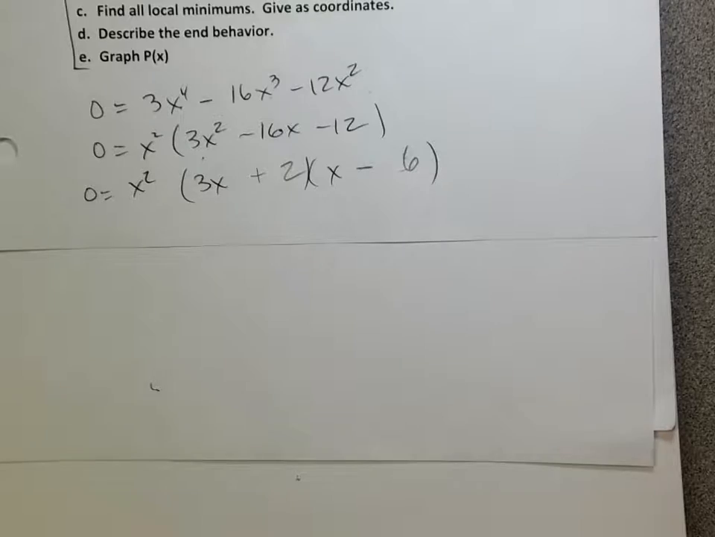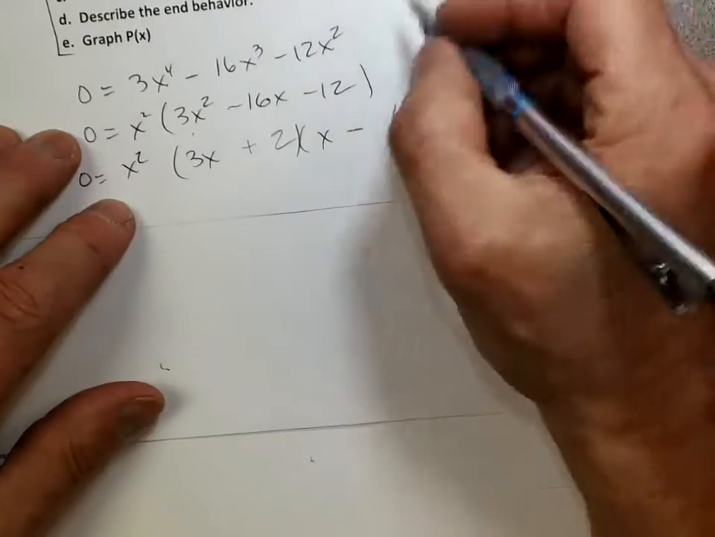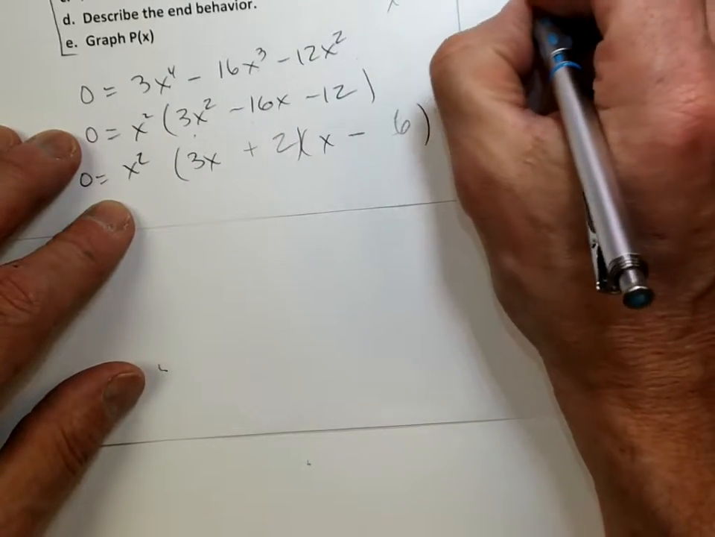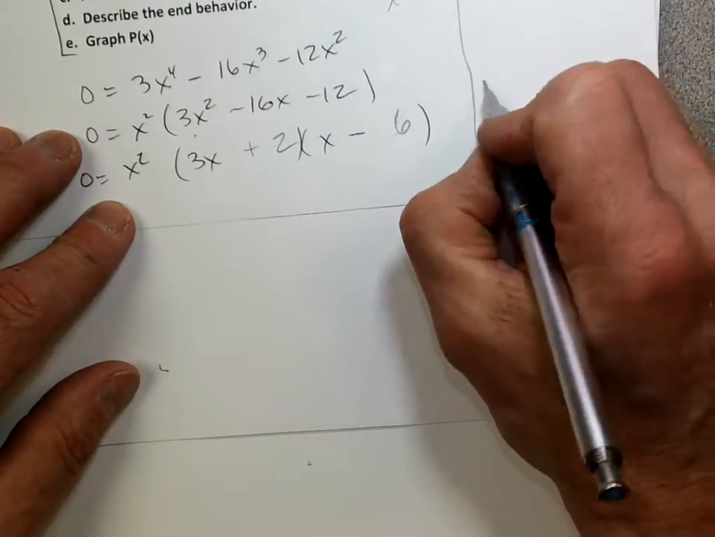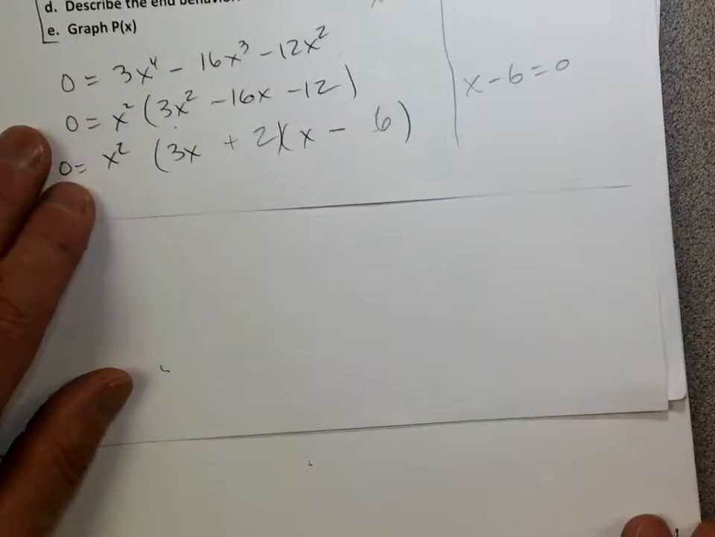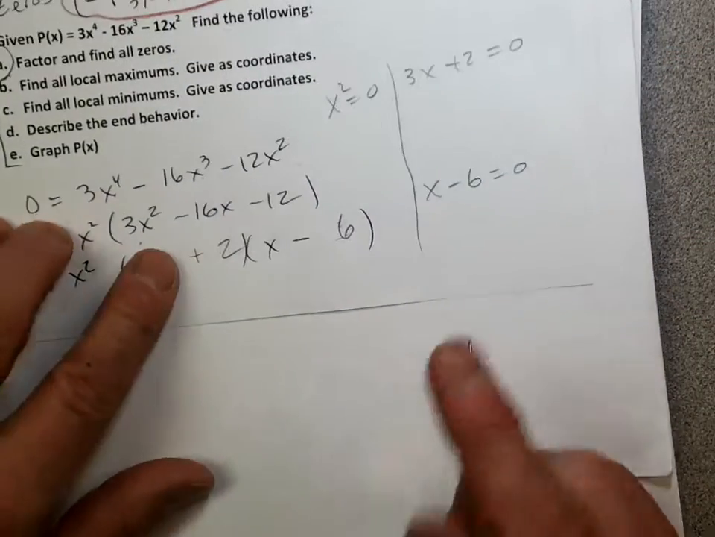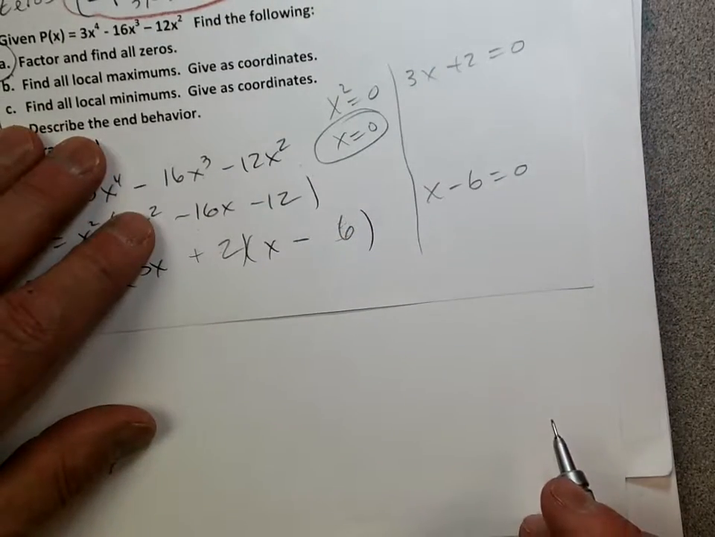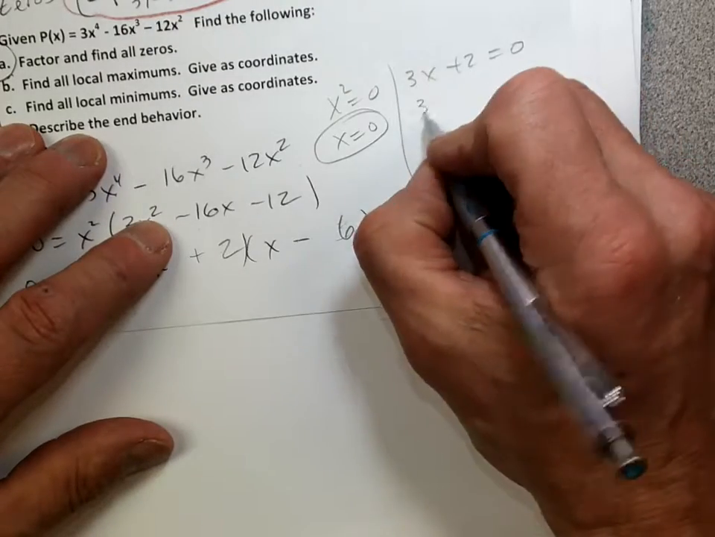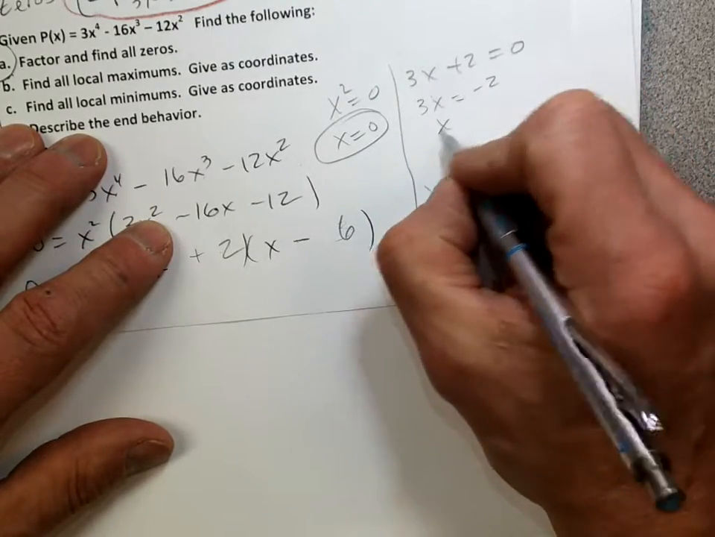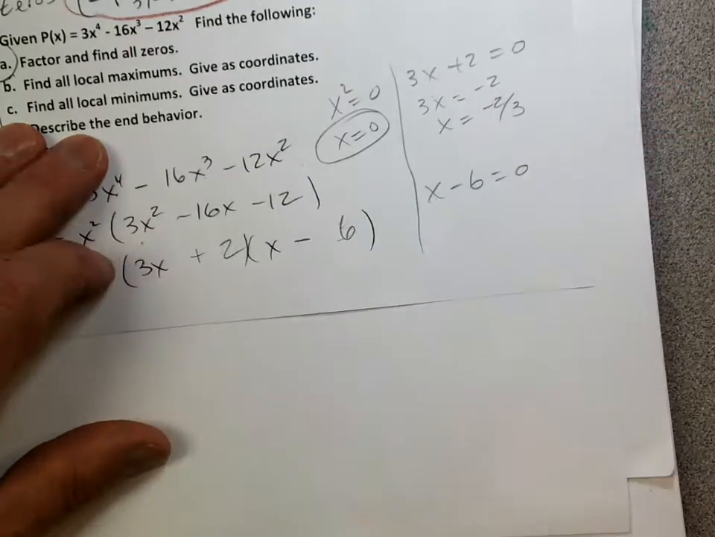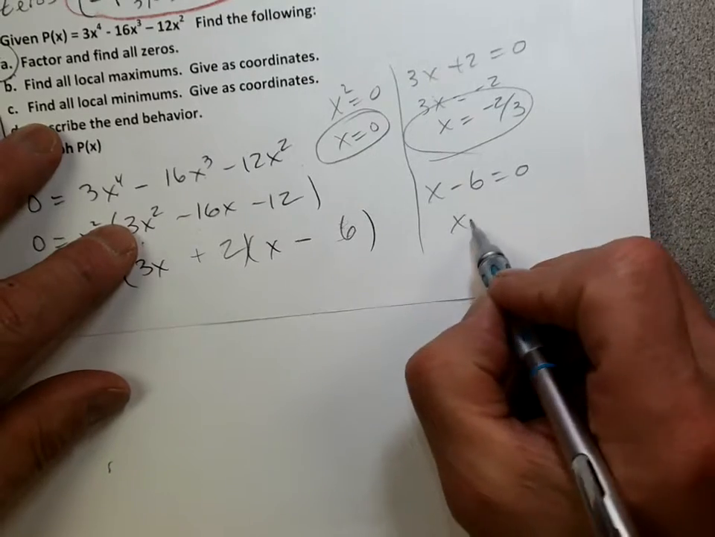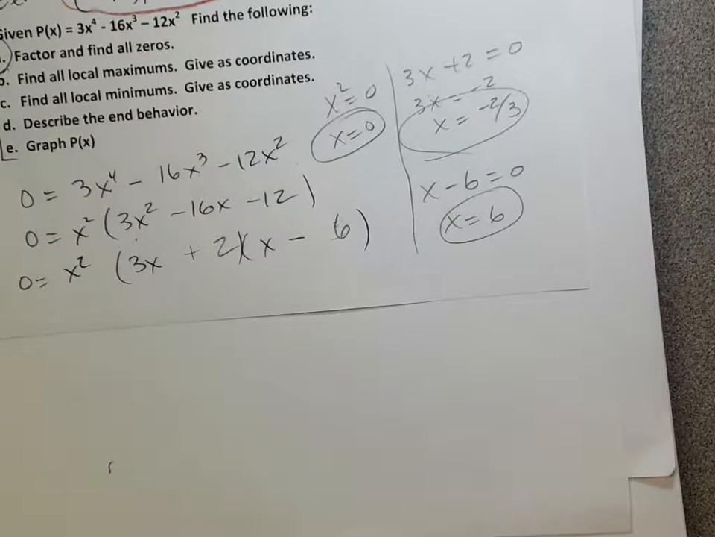So now we're ready to get the answers. The answers are going to be x squared equals 0, 3x plus 2 equals 0, and x minus 6 equals 0, right? This one's easy. x equals 0, twice. 3x equals negative 2, x equals negative 2/3. Subtract 2, divide by 3. Add 6, x equals 6. So there's my zeros by factoring.